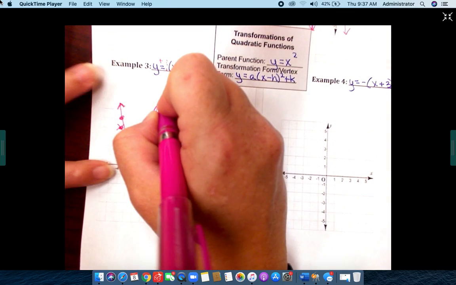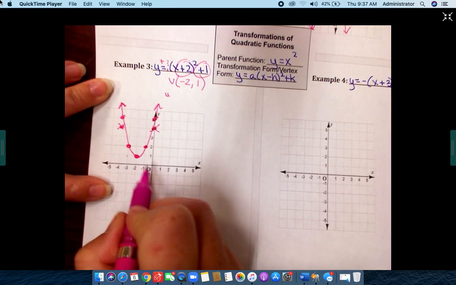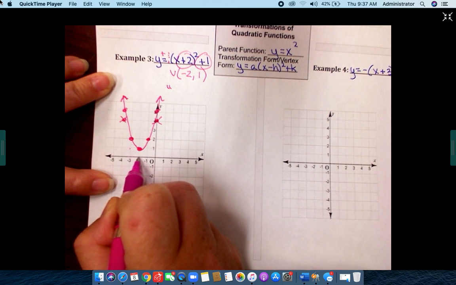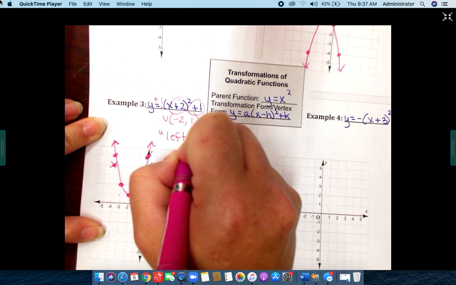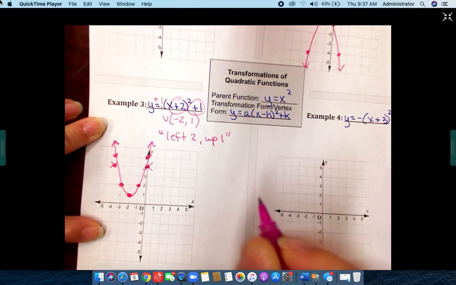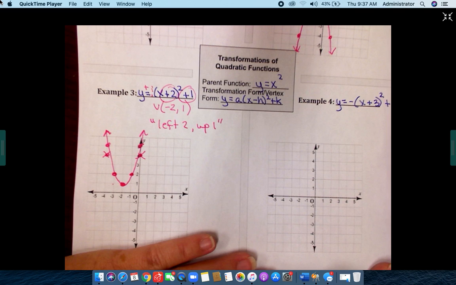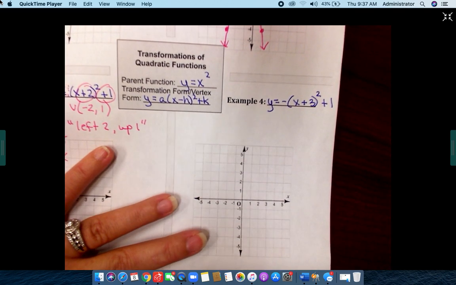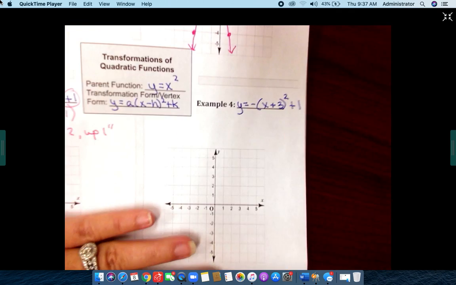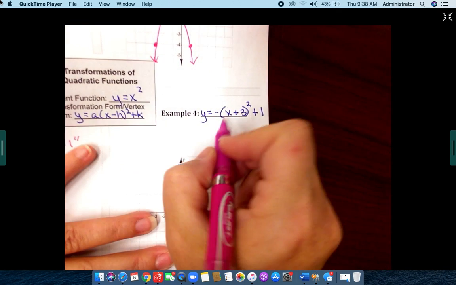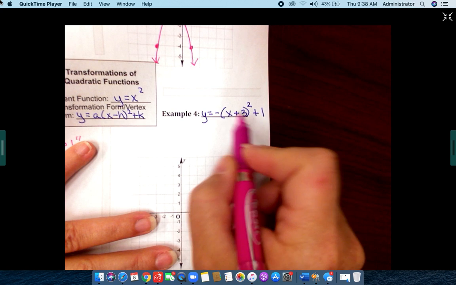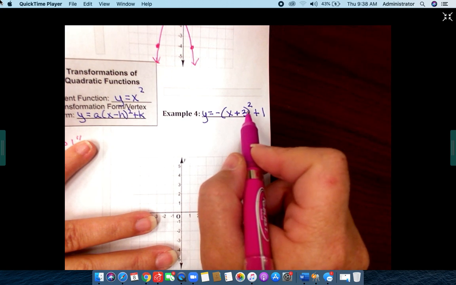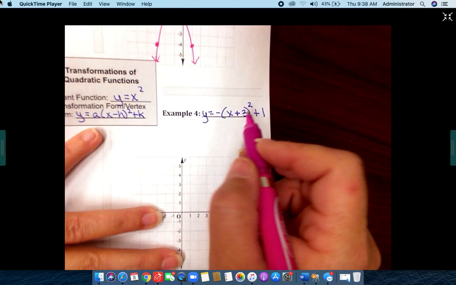But remember, you also have to list your transformations. So just think, how did I get to this point? I went left 2, up 1. So that's what you would need to write. Left 2, up 1 as your transformations. That's it. So like I said, I think it makes it a lot easier to identify the vertex first. But we don't always have a vertex on certain graphs, so we have to recognize that whatever happens inside a grouping with x actually affects that shift in the opposite direction of what our brain might think.